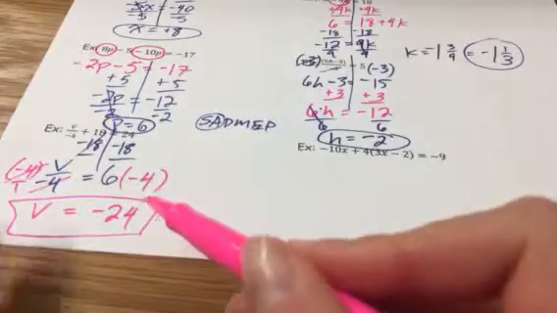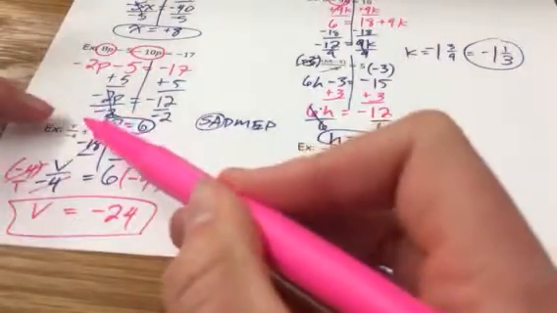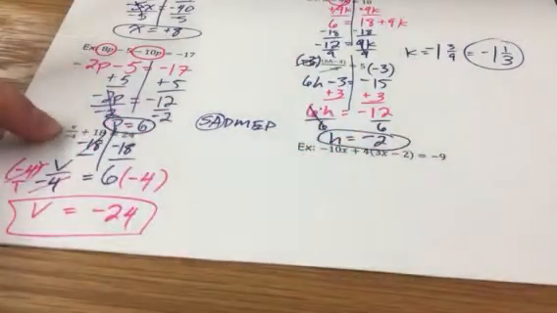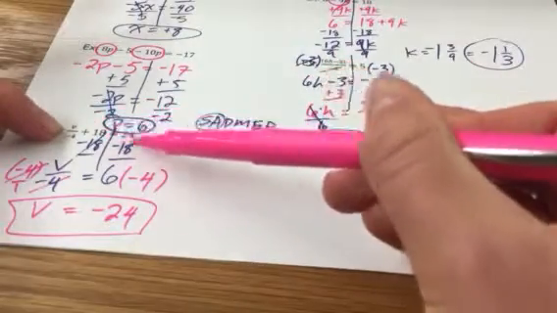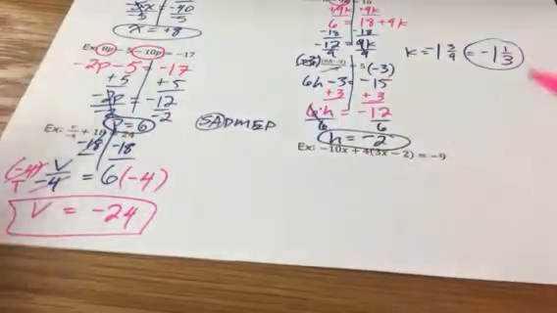And we can always check our work by plugging back in. Negative 24 divided by negative 4, that gives you 6. 6 plus 18 gives you the 24 that you needed.